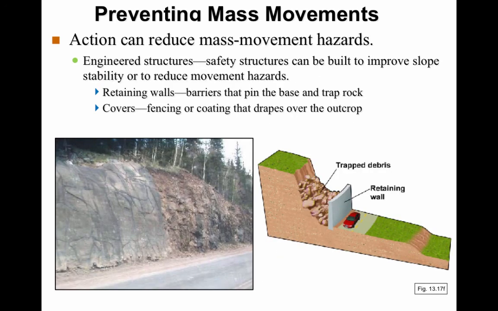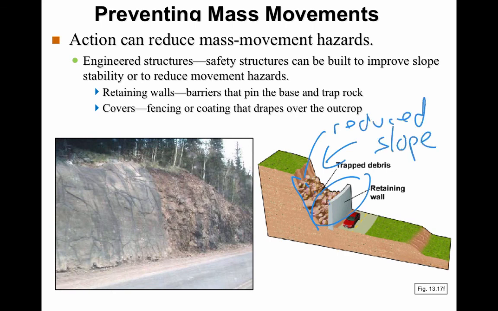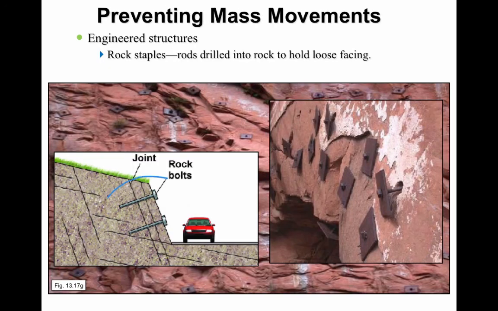Or you can build walls that essentially collect or trap debris behind them. They also act to strengthen the slope. You can see here the slope went down to the bottom, but if this fills up with material, you've actually reduced the slope to the top of that wall. And as we know, slope is directly proportional to the effect of gravity. Or you can simply bolt the wall in place. Again, you add a bunch of bolts to your wall, and it holds it together better.